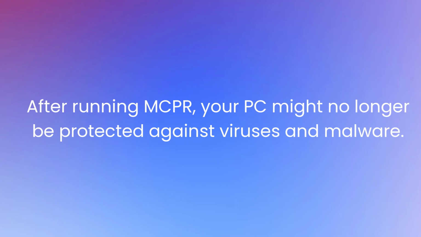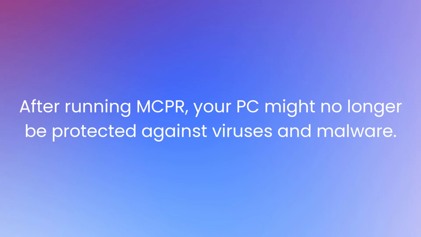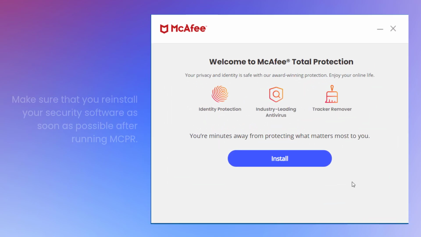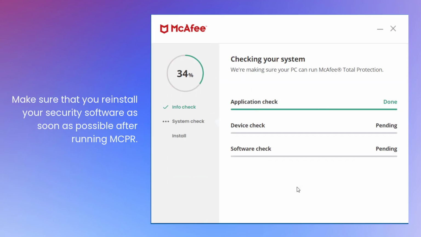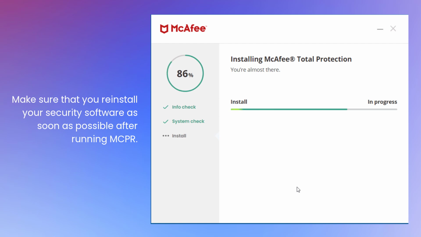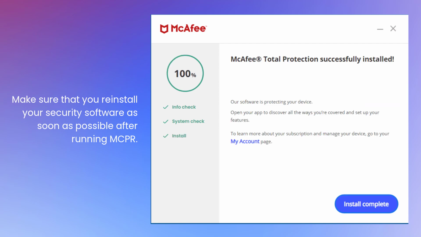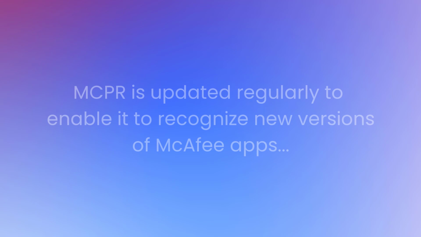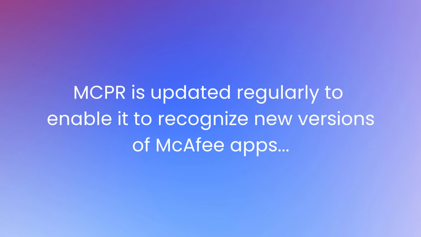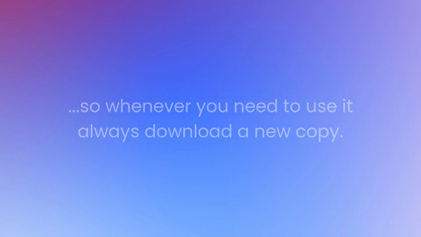Remember, after running MCPR, your PC might no longer be protected against viruses and malware. So, make sure that you reinstall your security software as soon as possible to restore protection. And one last thing. MCPR is updated on a regular basis to enable it to recognize new versions of McAfee apps. So whenever you want to use it, always download a new copy to ensure that you get the very latest version.